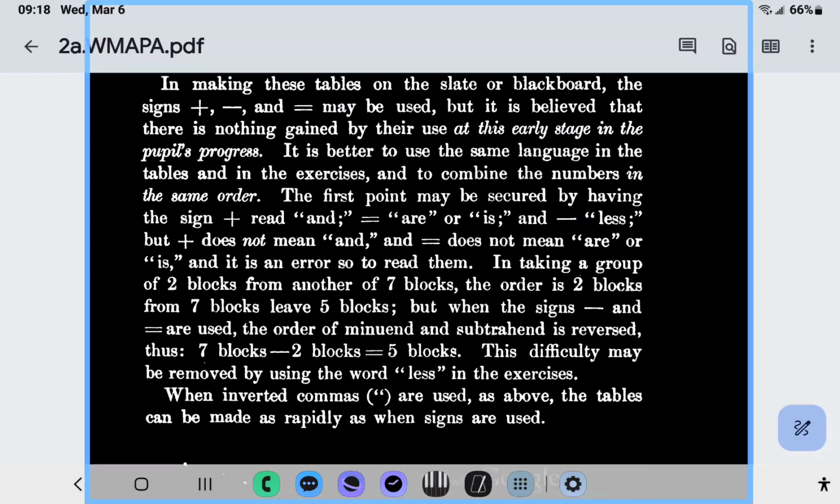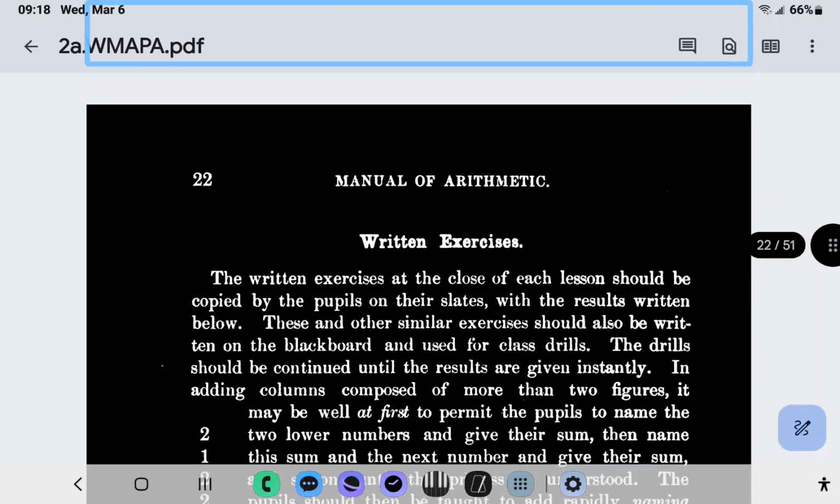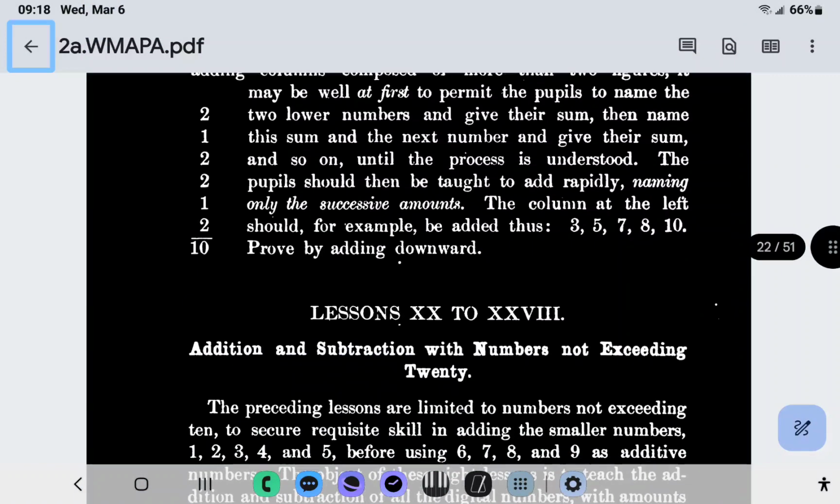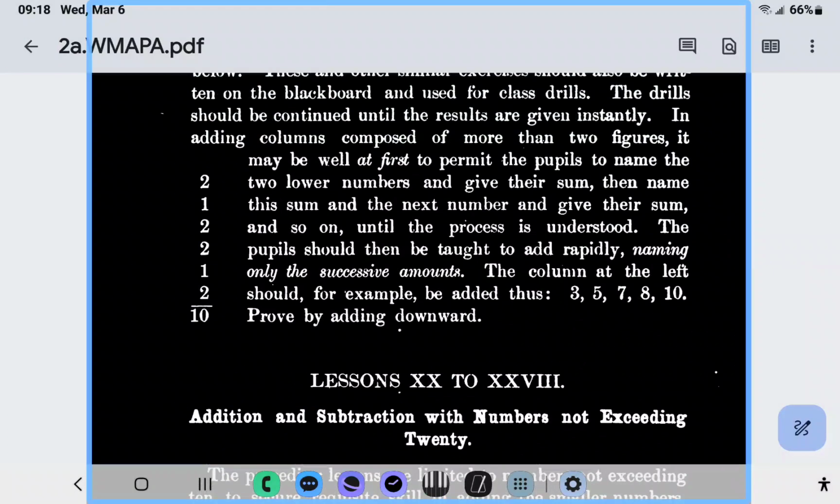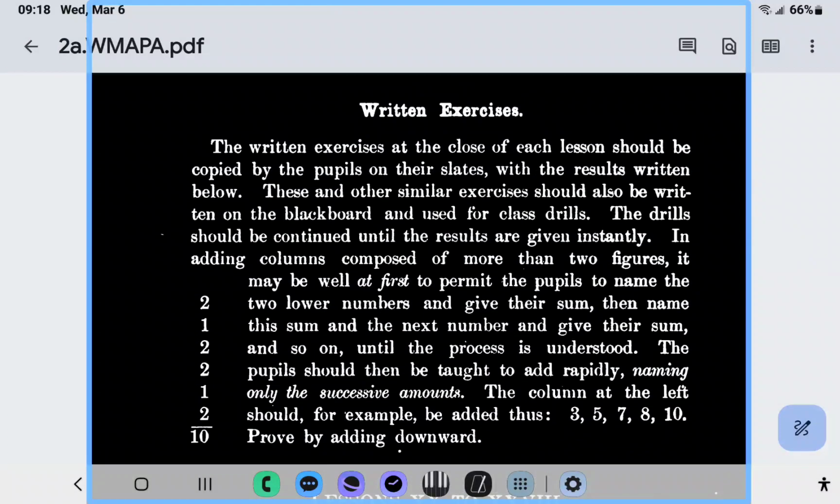Okay, yeah, there's another page, a section that deals with written exercises. Page 22. And we're stopping at written exercises, so we don't need to read that. 22, Manual of Arithmetic.